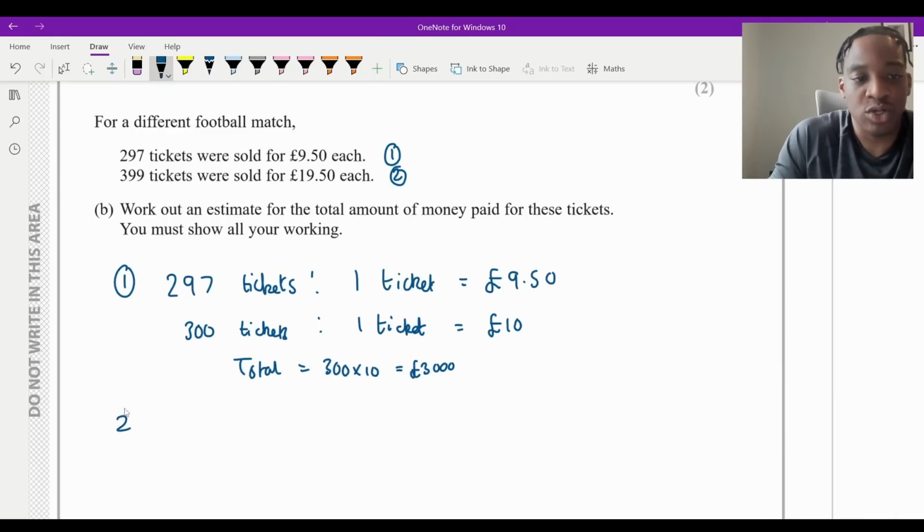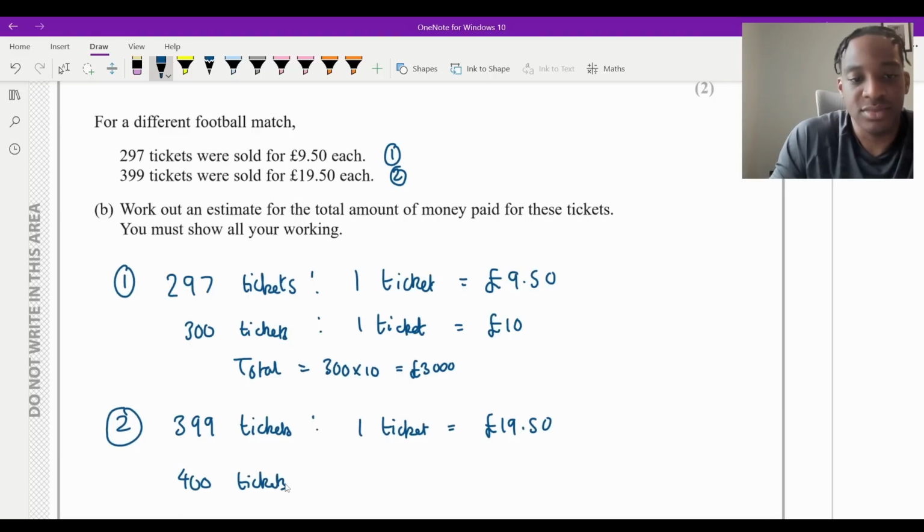Now, the second match, what do we know? We know that there were 399 tickets here, and then we know that one ticket is being sold for £19.50. Again, we need to round. So I'm going to round this to the nearest 100, which is going to be 400 tickets. And we're going to say that this is being sold for, so not £19.50, but we're going to say to the nearest 10, which is £20.